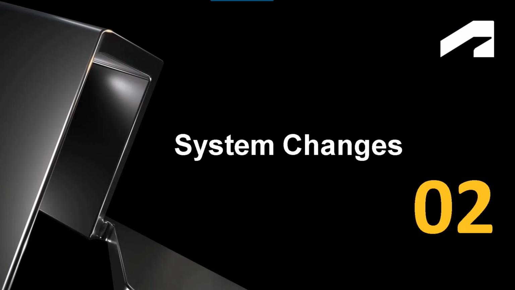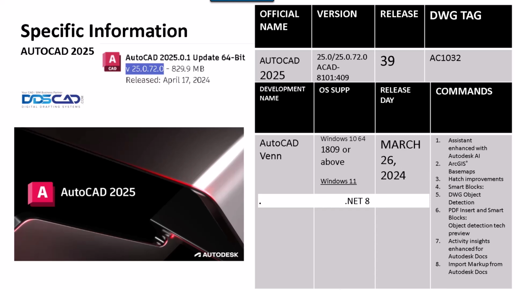Alright, let's proceed with the topics concerning system changes. Specific data is required for technical personnel who are dedicated to installations and application development. Here you can see the official name of the AutoCAD 2025 version. The registration within Microsoft that is important for development is 25072. The AutoCAD software has a code version of 39, while the AC1032 code is specifically designed to be compatible with AutoCAD 2018, which is the latest version of the software.